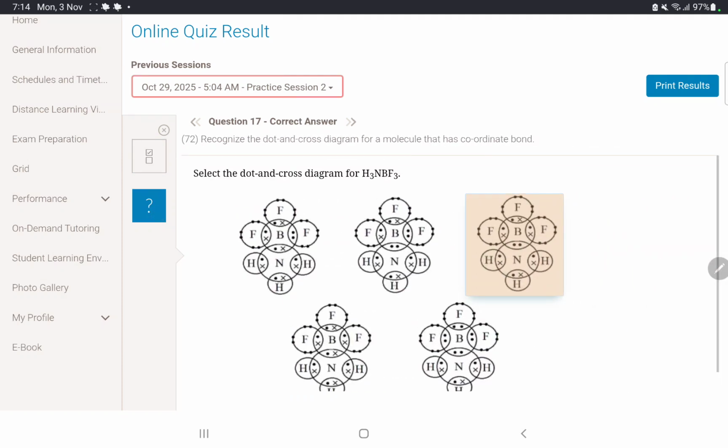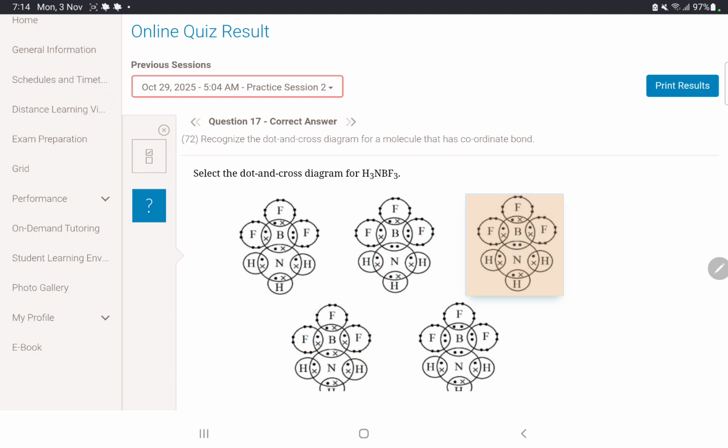Okay, so here is the coordinate bond actually. You see here that B and N form a coordinate bond with each other. Okay, why? How do you know this? Look here at this. You find that these two dots aren't a dot cross. They're two dots. Means they're added together. They're dative bonding.